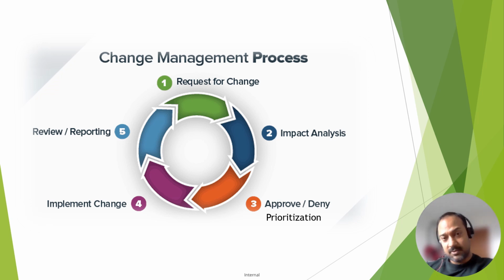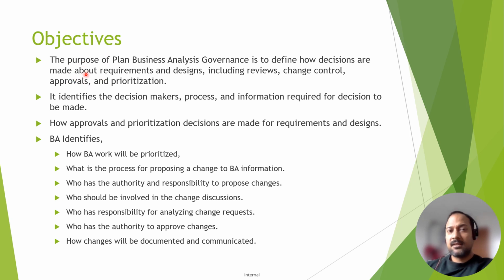business analysis governance approach. The purpose of plan business analysis governance is to define how decisions are made about requirements and designs, including reviews, change control, approvals, and prioritization. It identifies the decision makers, process, and information required for decisions to be made, and how approvals and prioritization decisions are made for requirements and design. So the role of the BA is to define how BA work will be prioritized, what the process is for proposing a change to BA information, who has the authority and responsibility to propose changes, who should be involved in the change discussion, who has responsibility for analyzing the change request, who has the authority to approve the changes, and how changes will be documented and communicated. The BA identifies all these points and fixes the responsibility and accountability of each one.